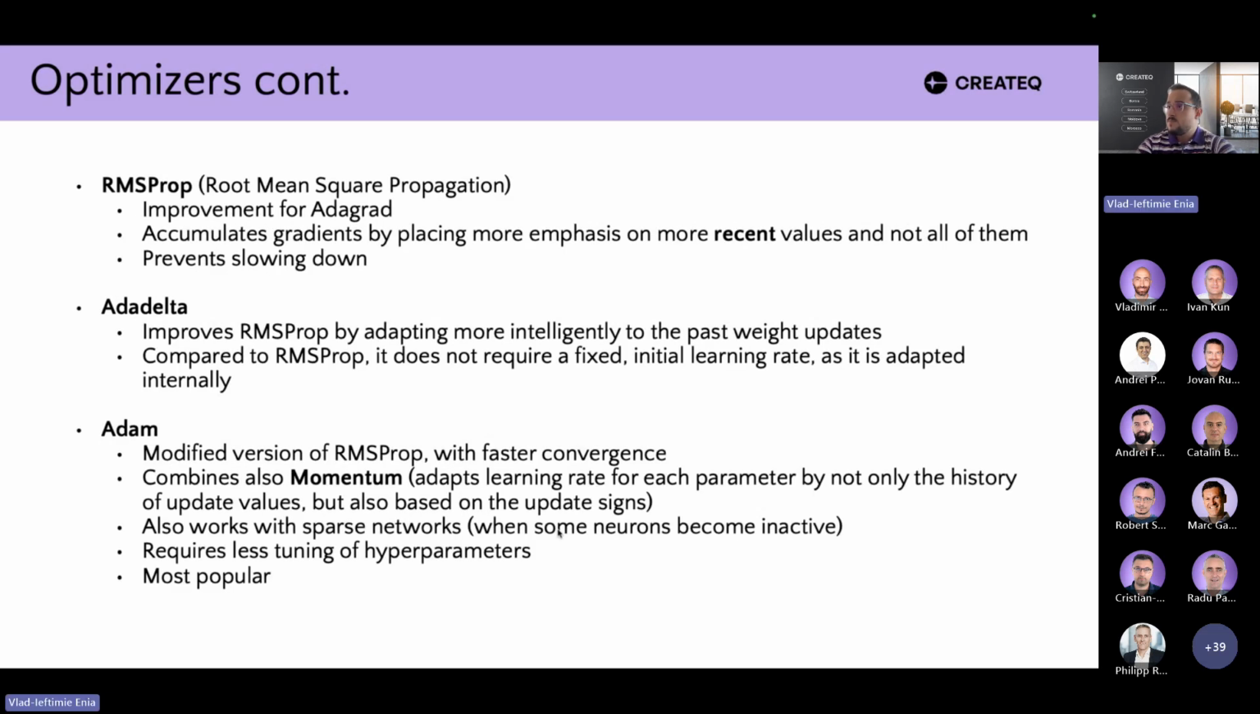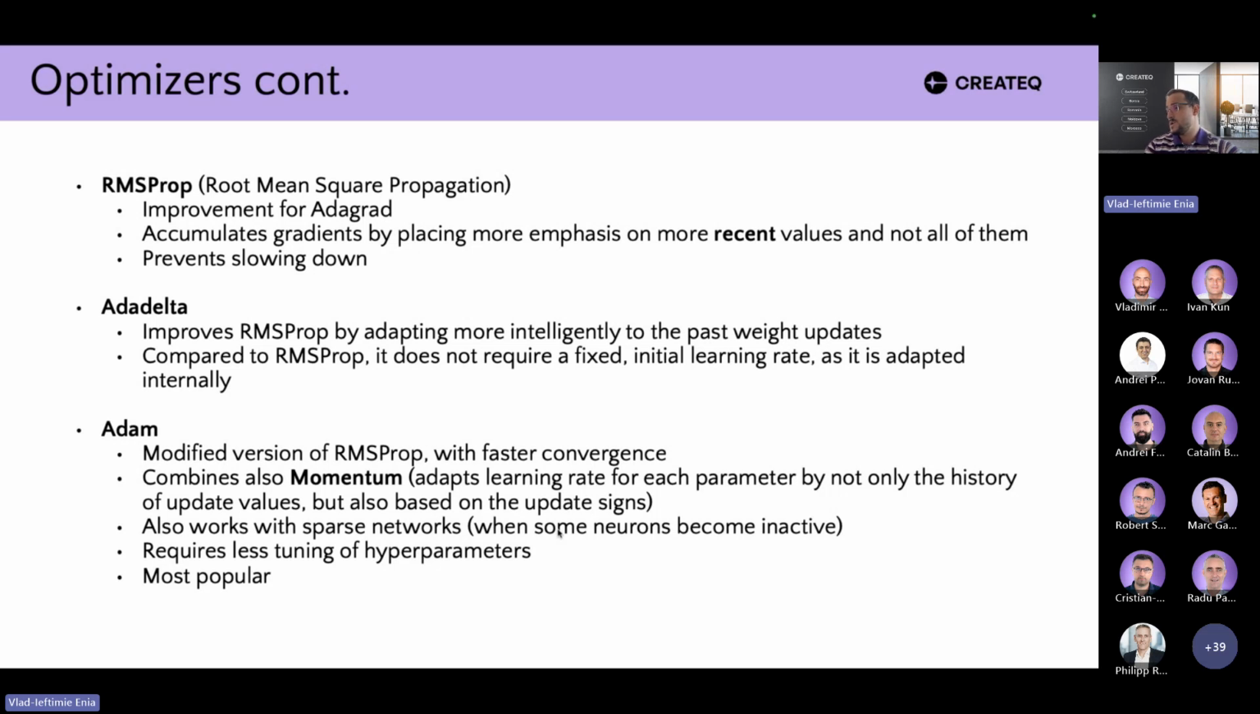We also have root mean square propagation. It's an improvement on AdaGrad, and it places more emphasis on recent values. So it doesn't take into account the whole history of updates for a weight. It places more emphasis on recent values, which are more relevant for training, and this prevents slowing down by old values.